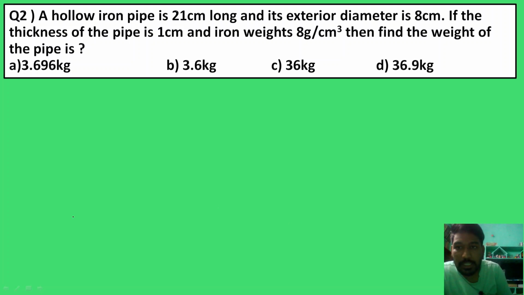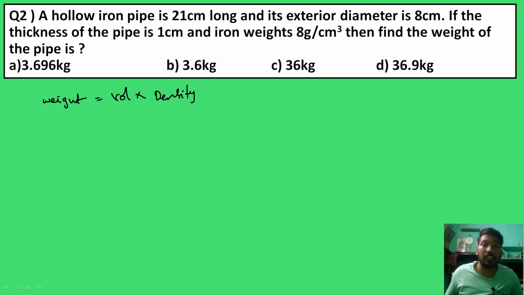So coming to the weight, how to find it? Weight is equal to, first of all you have to find the volume and then multiply with the density. Okay, this is the formula. Everyone write it on paper. Weight is equal to volume into density.